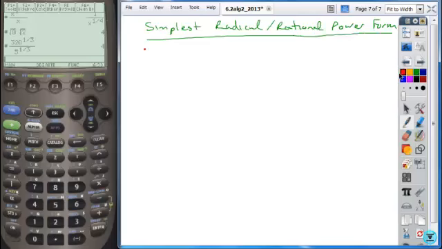All right, for a number to be written in simplest radical form, it means that there are no radicals in the denominator. And it means that there's no common factors between the power and the index.